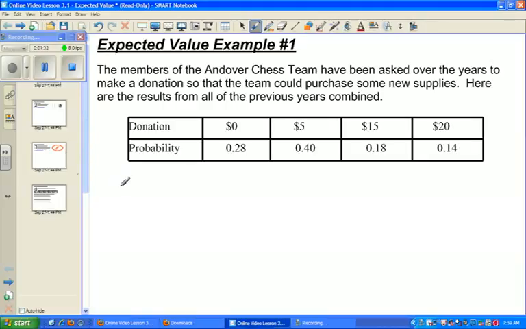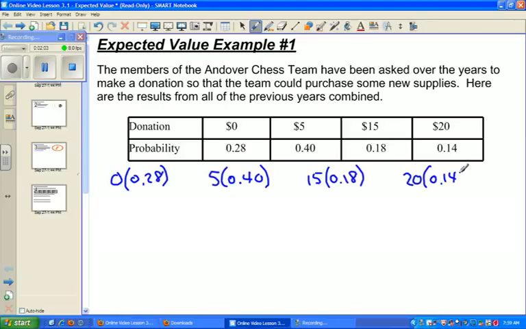So I'm going to start to do that. The first outcome is $0, and its probability is 0.28. The next outcome is $5, and its probability is 0.40, 40%. The next outcome is $15, and its probability is 0.18. And the last outcome that has occurred is $20. Some students have donated $20, and the probability over time has been 14%, or 0.14. That's the first step in really all expected value problems, is outcome times probability.